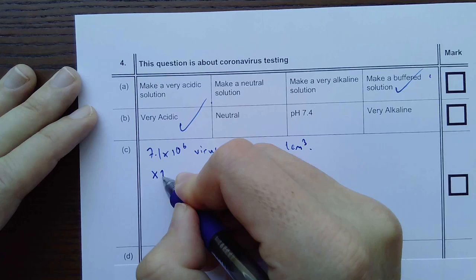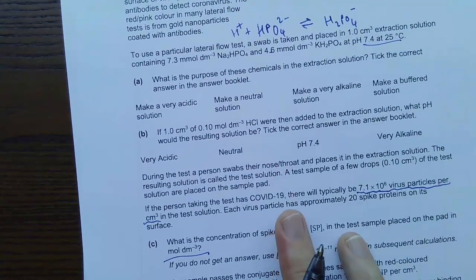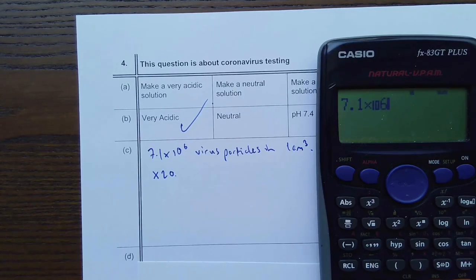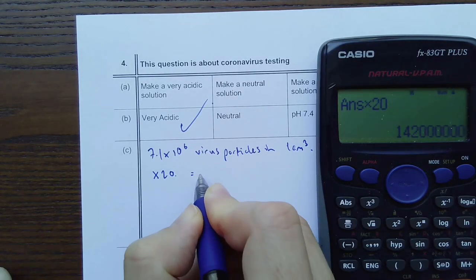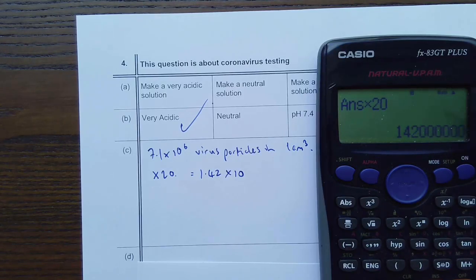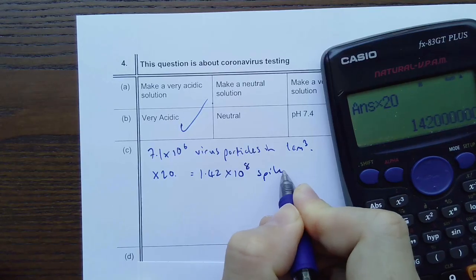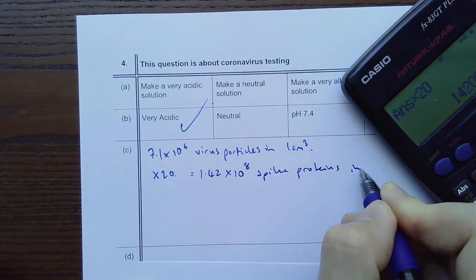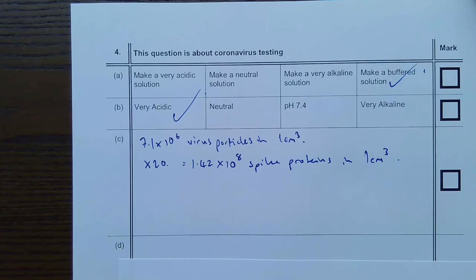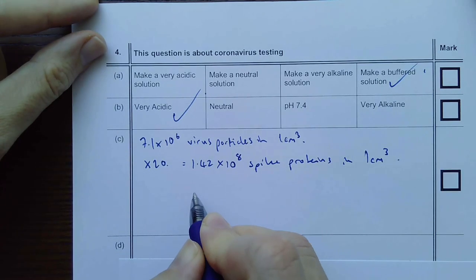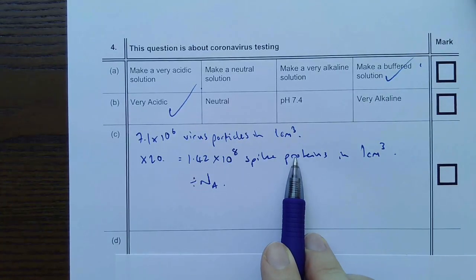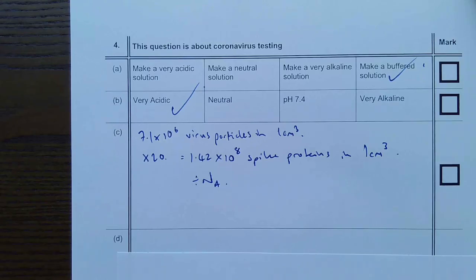The first thing I'm going to do is multiply by 20 because each virus particle has approximately 20 spike proteins. So 7.1 times 10 to the power of 6 multiplied by 20 gives me 1.42 times 10 to the power of 8 spike proteins in 1 centimetre cubed. And now the only task is to convert that into moles per decimetre cubed. That should not be too difficult. We have to divide by Avogadro's number to convert it into moles. This is a number of particles, and I want the moles of particles, so I divide by Avogadro's constant.